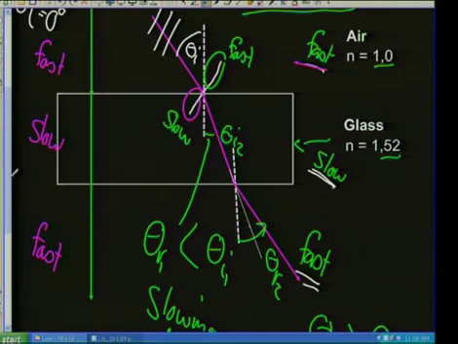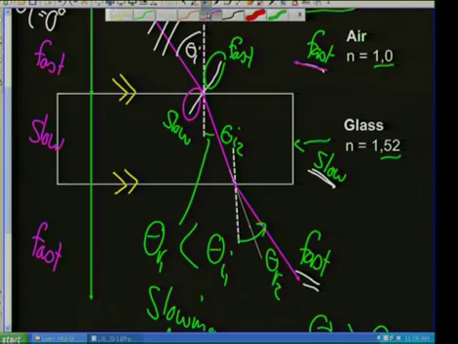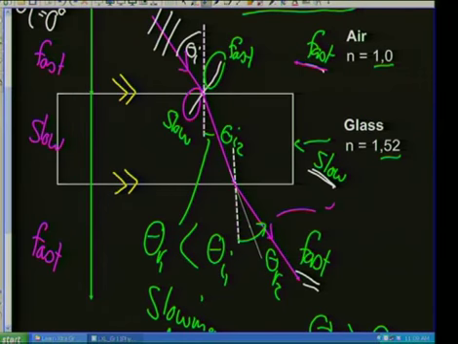Okay, so let's just mention one other thing, and I want to emphasize that. Hopefully you can see that here, this was a rectangular prism. These sides were parallel to each other. And I hope you can notice that the incident ray, this one coming in, and this one leaving the block, which is sometimes called the emergent ray, they are parallel to each other.